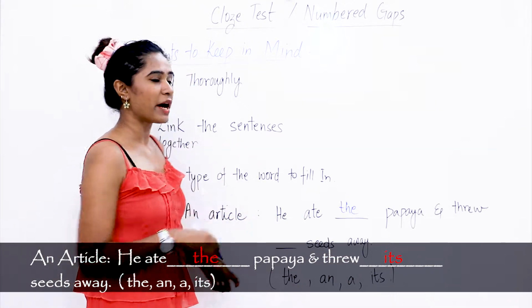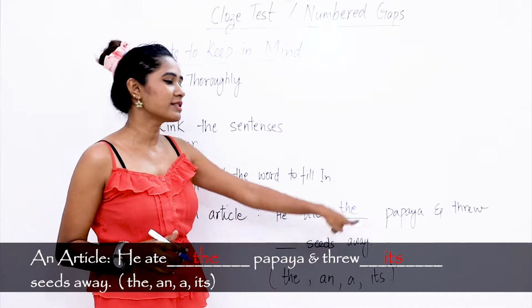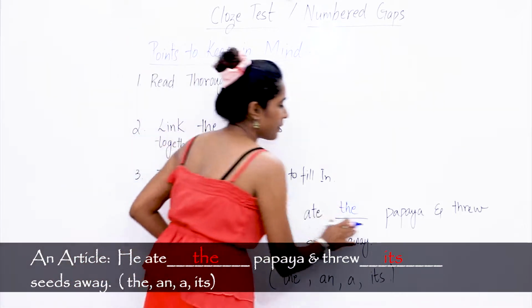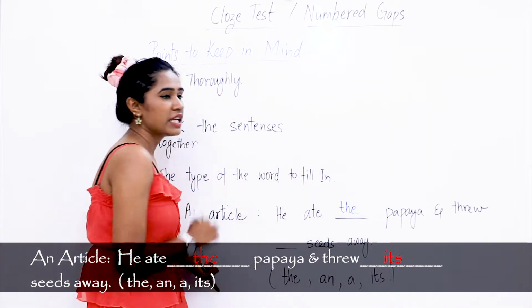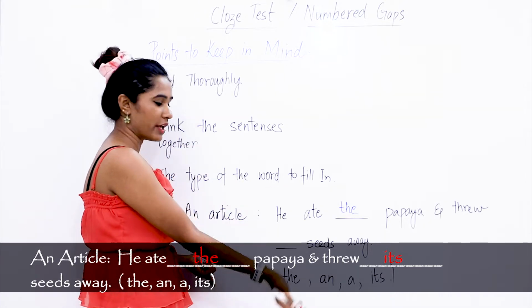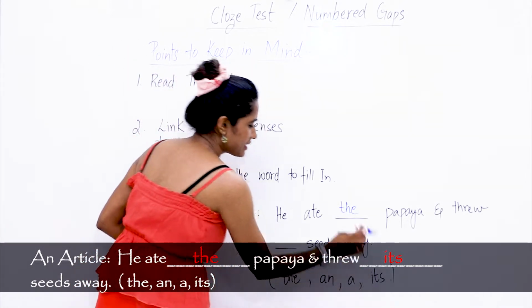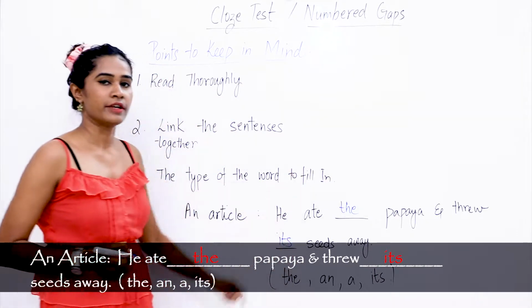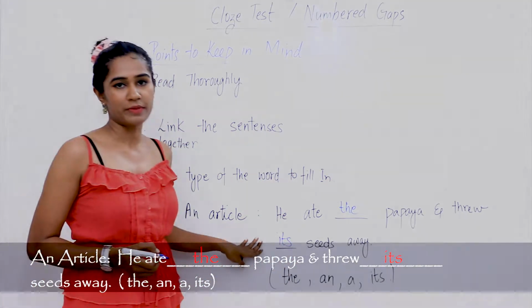Whose seeds did he throw away? The papaya he ate, he threw away its seeds. So here you can see the sentences are interlinked, interconnected with each other. When the papaya is eaten by the person, he throws away the seeds of the papaya. So here it comes, its seeds away. So this is how you fill the blank.